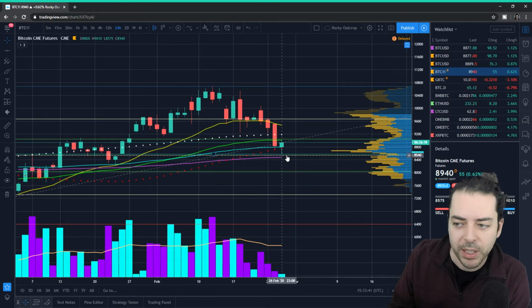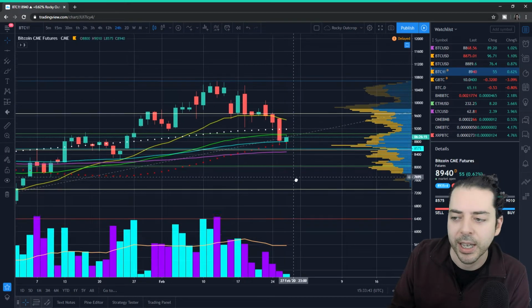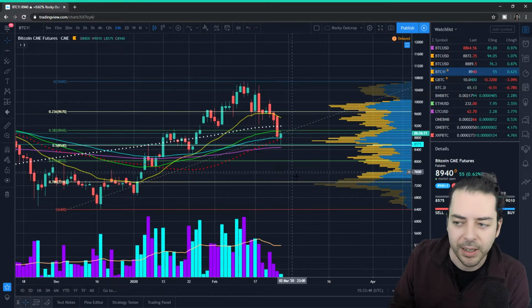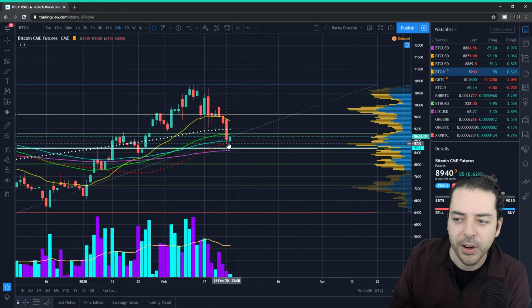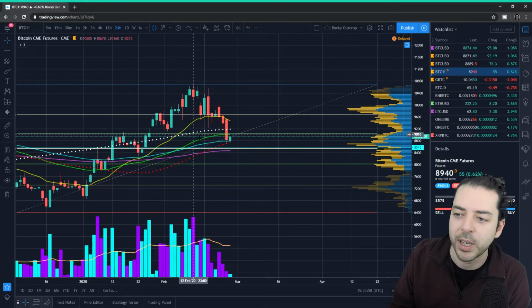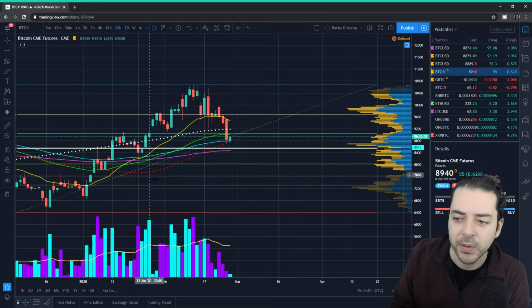If this gap was to be filled, then there would be no more gaps on the CME chart, and instead what I'd be looking for when I come over to this particular chart would be whether or not we see a golden cross happen. The golden cross is when the 50 simple moving average crosses over the 200 simple moving average. The 200 simple moving average is this white dotted line here, and the 50 simple moving average is this red dotted line here, and you can see that they've not crossed yet on the CME chart.